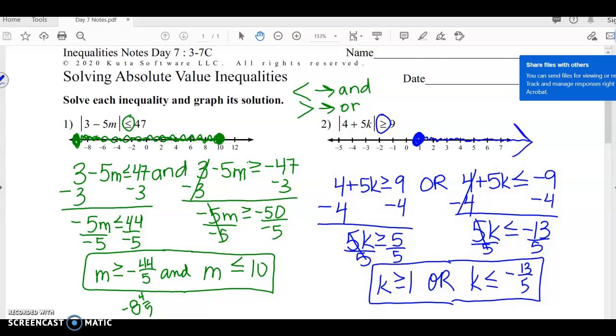Then negative 13 fifths, let's see, 5 goes into 13 twice with 3 leftovers. So it's negative 2 3/5. So let's see, is it solid? Yep, so solid and going to the left. Because remember, with ors, you can be here or there. So you can be on the left or on the right.